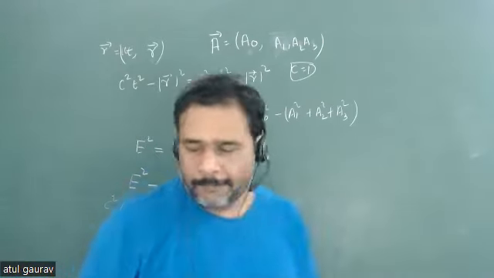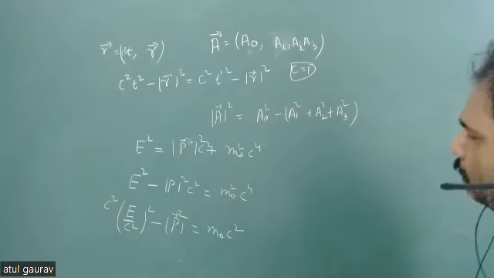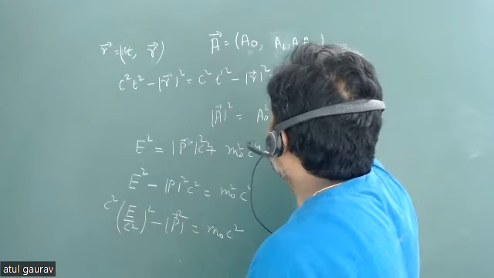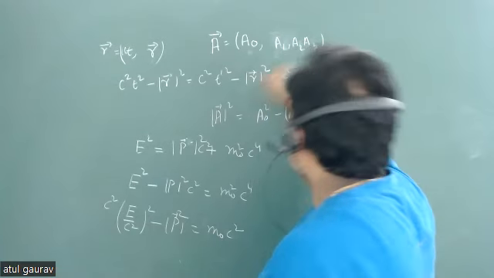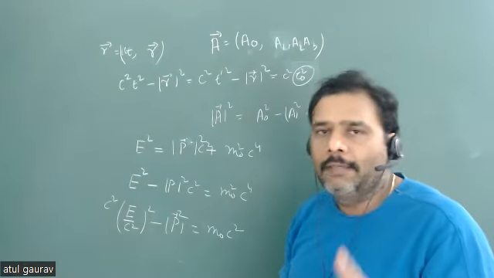ऐसा लिख सकते हैं इसे, जरा ध्यान दो. Are you getting my point? ऐसा लिख सकते क्या नहीं? And this thing is nothing but c square into tau naught square. And what is this tau naught? That is proper time, and which will always be uniquely measured.